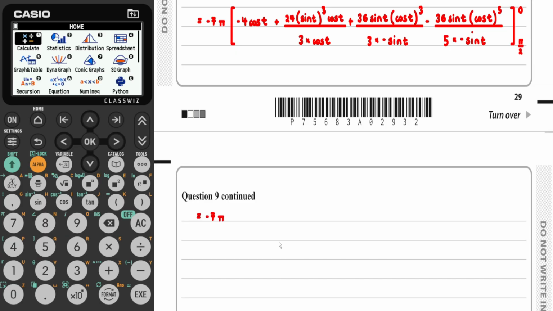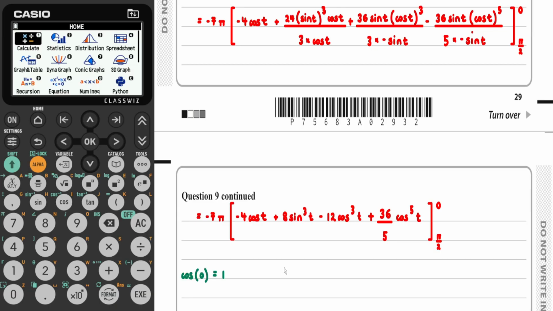So if we tidy this up, we've got negative 7 pi times pi. Now here I've got negative 4 cos t. For the next term, I've got 8 sine t cubed. For the next term, I've got negative 12 cos t cubed. And for the next term, I've got 36 over 5 cos t to the 5. And I evaluate this from pi over 2 to 0. Now, before we do anything else, the cos of 0 is 1. The sine of 0 is 0, cos of pi over 2 is 0, and the sine of pi over 2 is 1. We will use this when substituting in these limits.